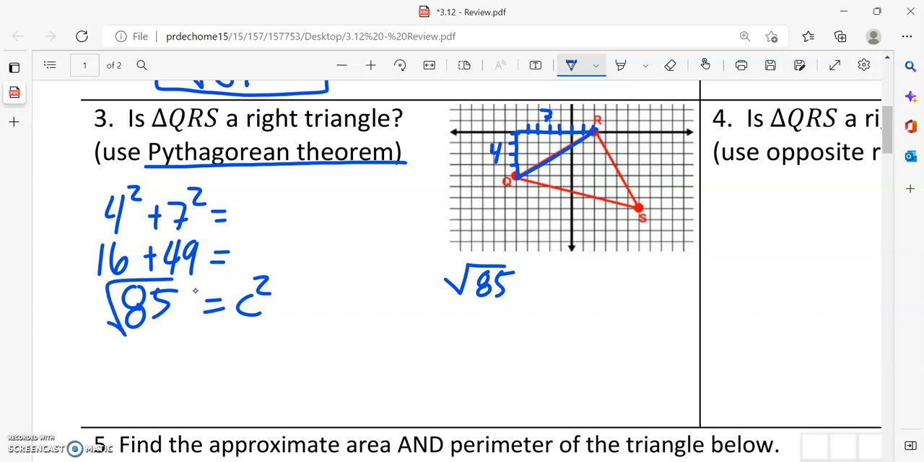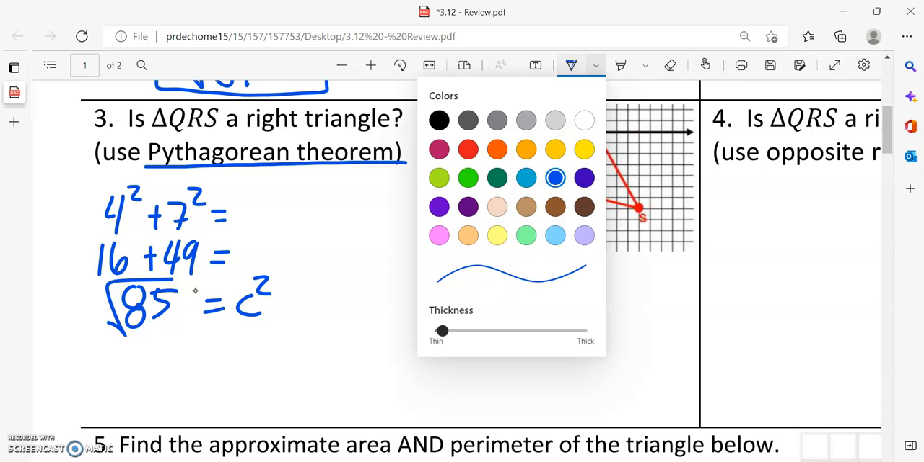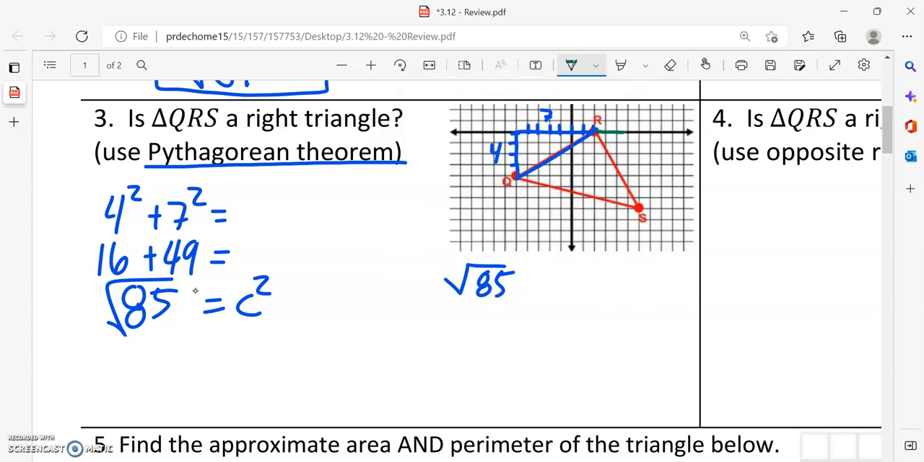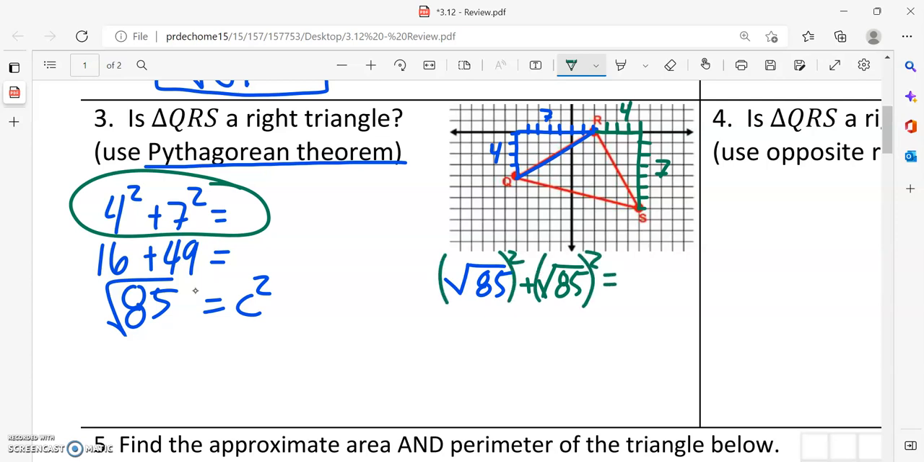Now let's go from R to S. Let's do that in different colors so we can keep that straight. Let's do this one in dark green. So over and down. We're going over 1, 2, 3, 4, and 1, 2, 3, 4, 5, 6, 7. So 4 and 7 again. We already know what that equals. We just did it over here. So it's the same answer. Square root 85. That's convenient. Remember, these are going to be squared, okay? We're using the Pythagorean Theorem.